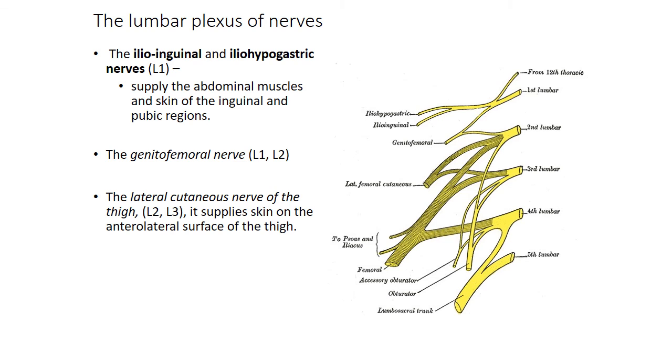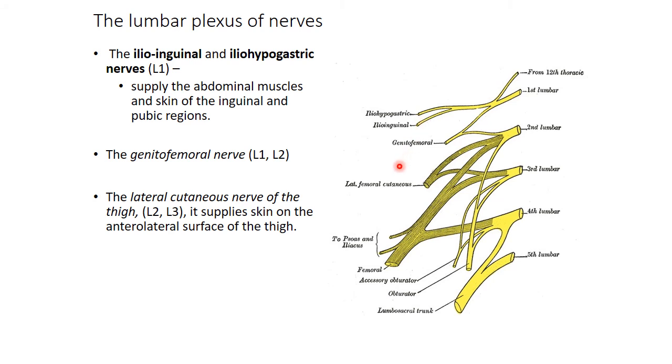Other smaller branches of the lumbar plexus are the ilioinguinal nerve and the iliohypogastric nerve. See over here, this is the first lumbar nerve. These are the iliohypogastric and ilioinguinal nerves. They supply the abdominal muscles and skin of the inguinal region and the pelvic region. These nerves cross the posterior aspect, come anteriorly and laterally, and supply the abdominal muscles, which is the motor supply, and the skin of the inguinal and the pubic region.